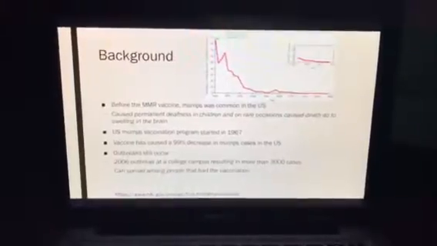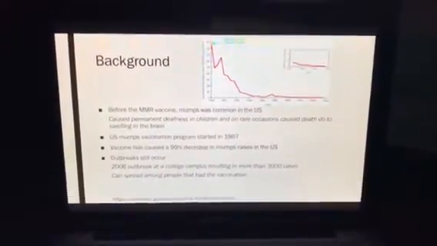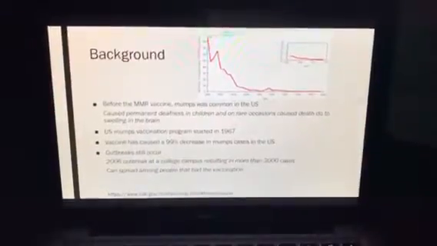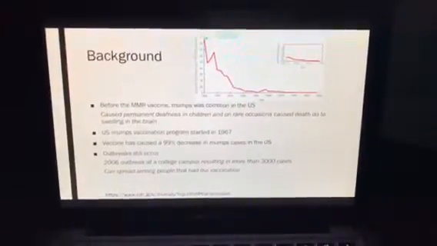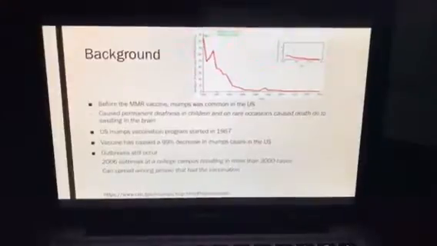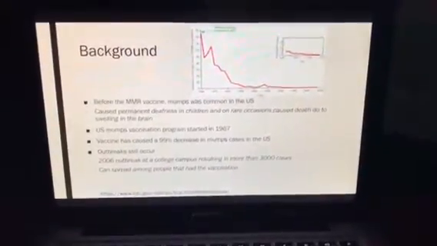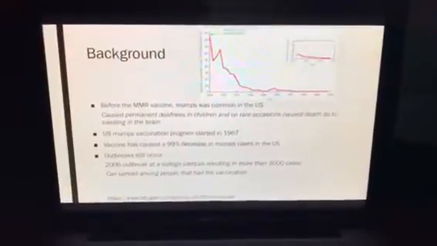Like there was one outbreak in 2006 on a college campus from kids that were living in a dormitory, and it was spread very easily among them, even to people that had the vaccination, and it resulted in more than 3,000 cases of mumps.